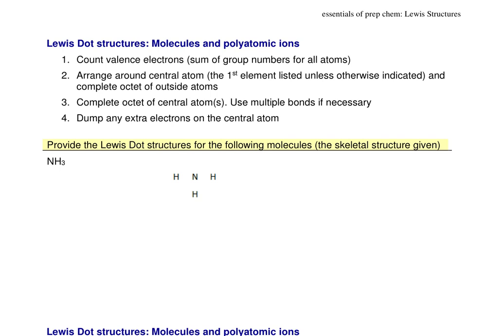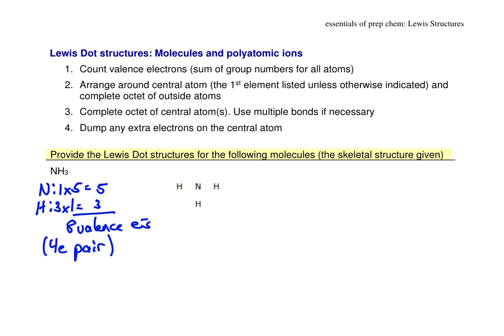The first step, as always, is to count up the valence electrons. So we have a total of 8 valence electrons for 4 electron pairs. Next, we want to connect the outside to the center atoms, and doing so uses 3 out of our 4 electron pairs. And we see hydrogen has a complete octet all the way around because hydrogen only needs and can only hold 2 electrons.